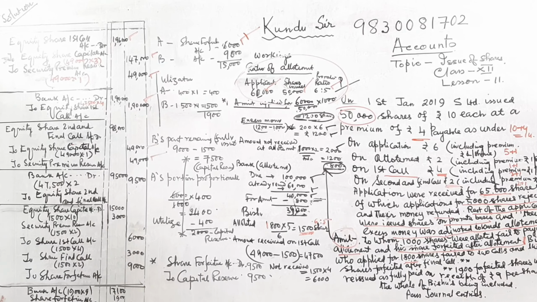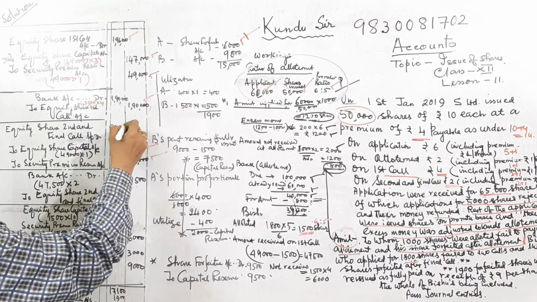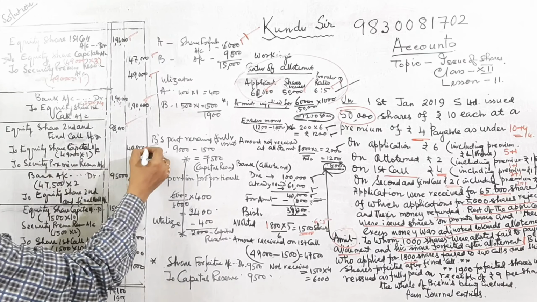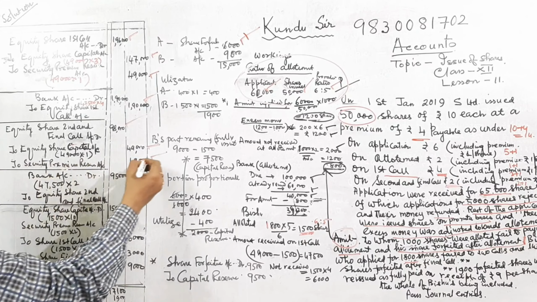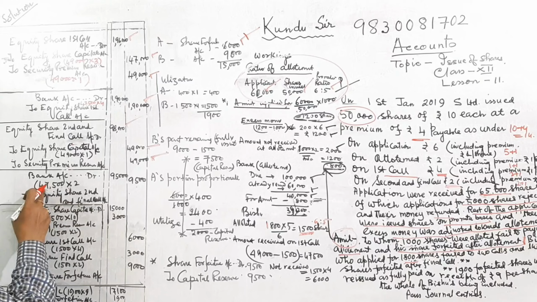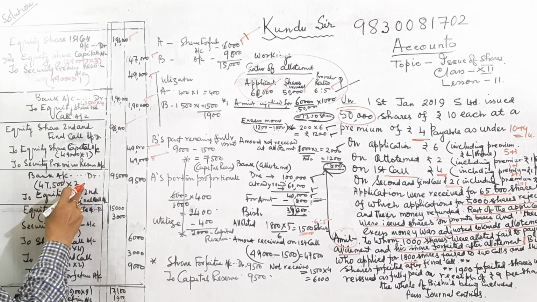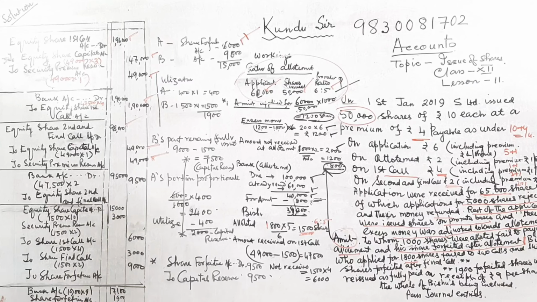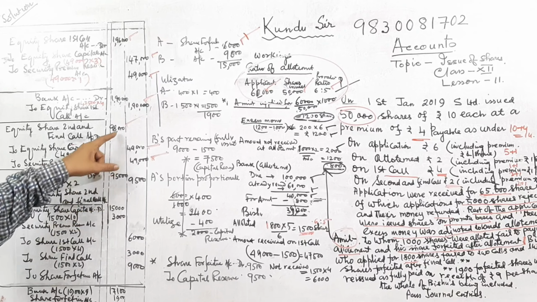Now, second call, that is the final call, second and final call, we are making due including Vishnu, that is 49,000 into 2, 98,000 for share capital 49 and share premium 49. But we are not getting the final call money from Vishnu, that is why 47,500 into 2, 95,000 we are getting. This entry or alternative entry, we are not getting how much? We are not getting 3,000.